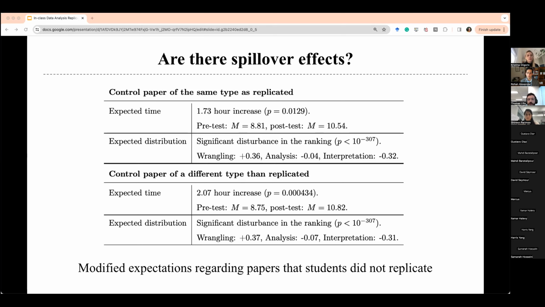And this is interesting because it means that there is a sort of spillover effect where you modify your expectations across the board, and you generalize also to types of papers and types of analysis that you didn't work with directly.